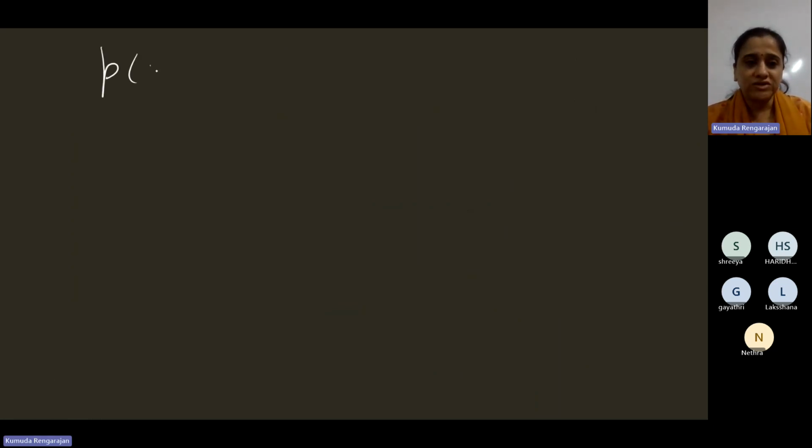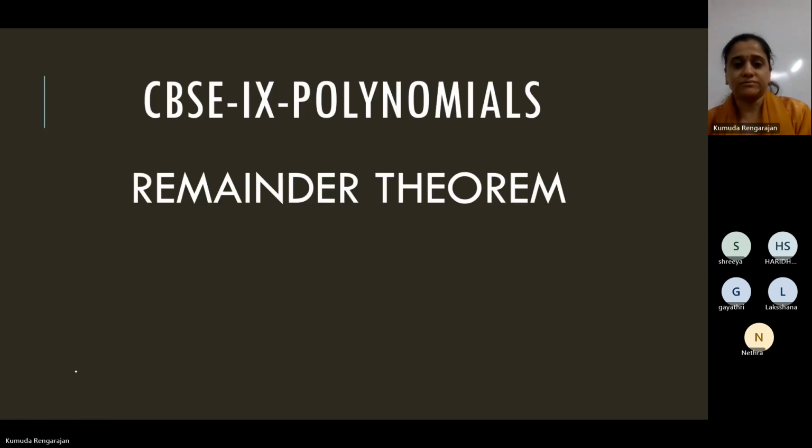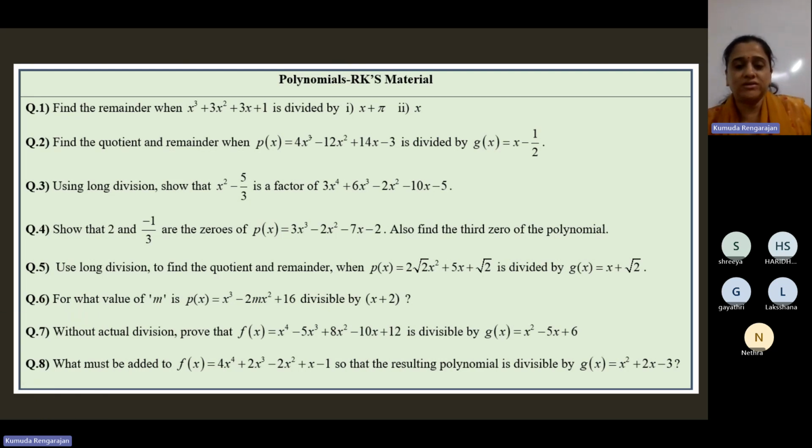P of x, which is the dividend, can be of any degree greater than 1. Let me just go back to this. See here in our question, look at P of x, it's a cubic polynomial. Look at g of x, it's a linear polynomial. So to use the remainder theorem, the divisor should always be a linear polynomial.